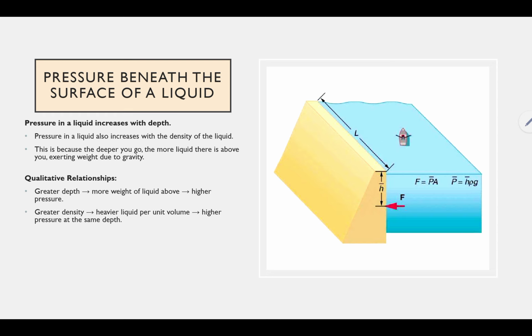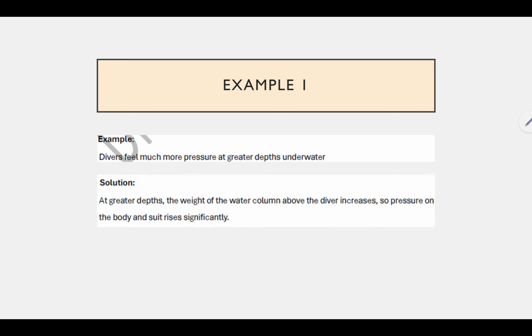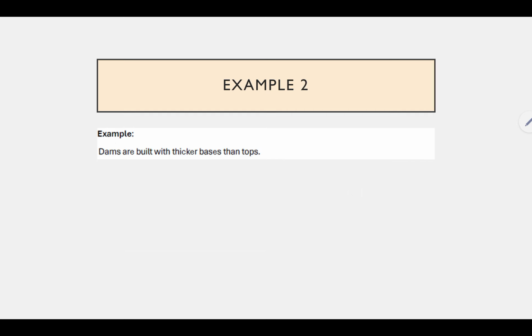The greater the density, the heavier the liquid per unit volume, so the higher the pressure. Pressure is directly proportional to depth and density. Here's an example. Divers feel much more pressure at greater depths underwater. At greater depths, the weight of the water column above the diver increases, so pressure on the body and suit rises significantly.